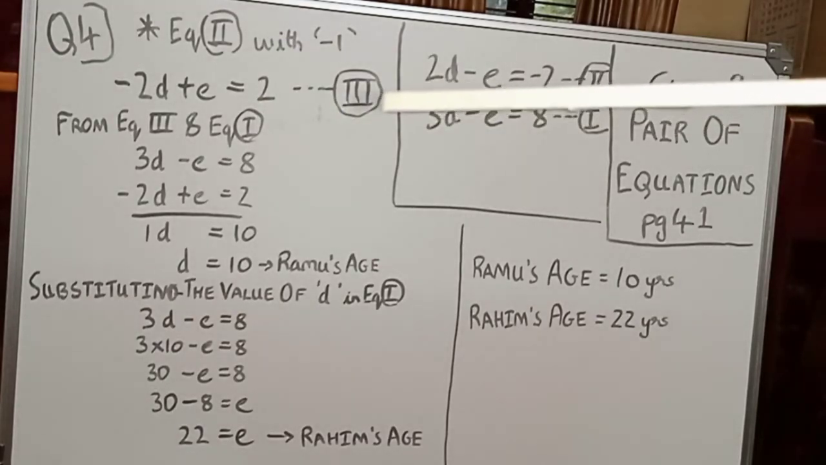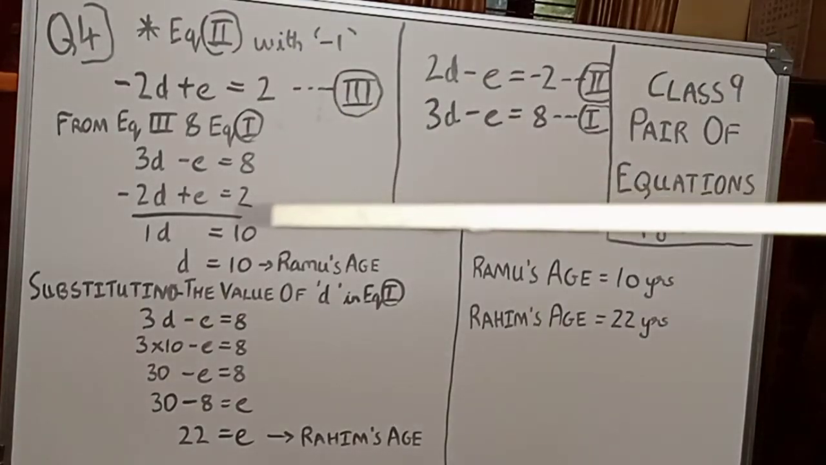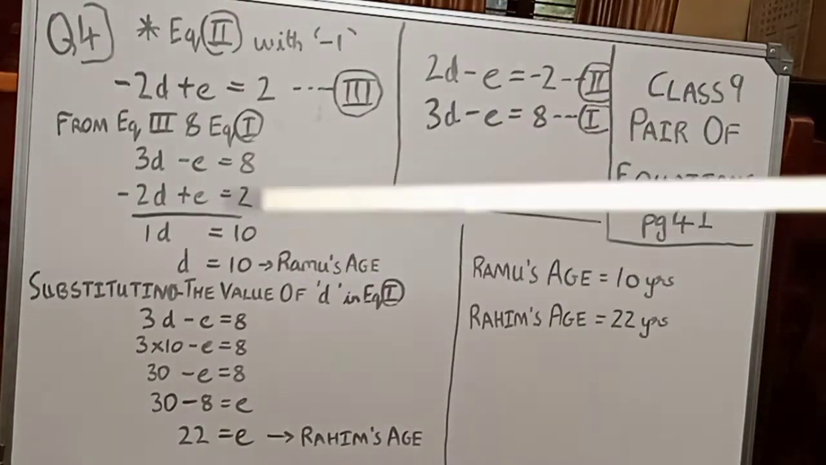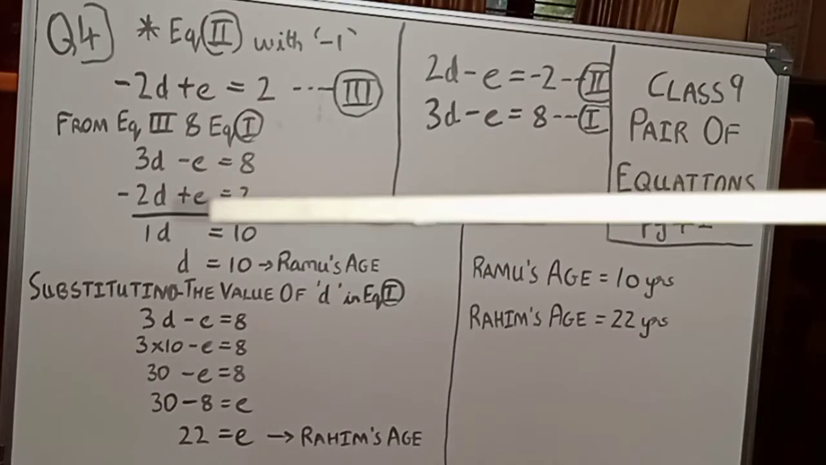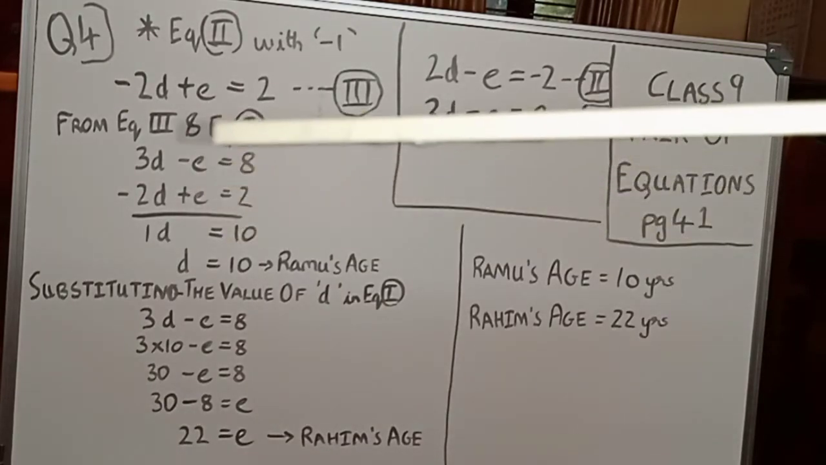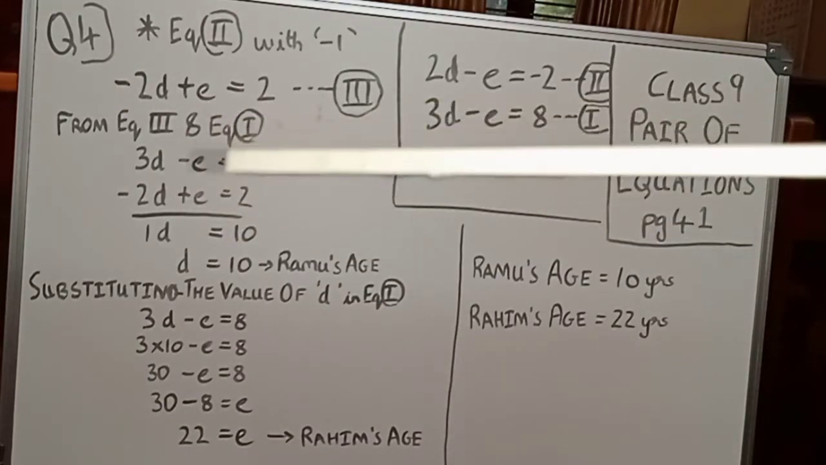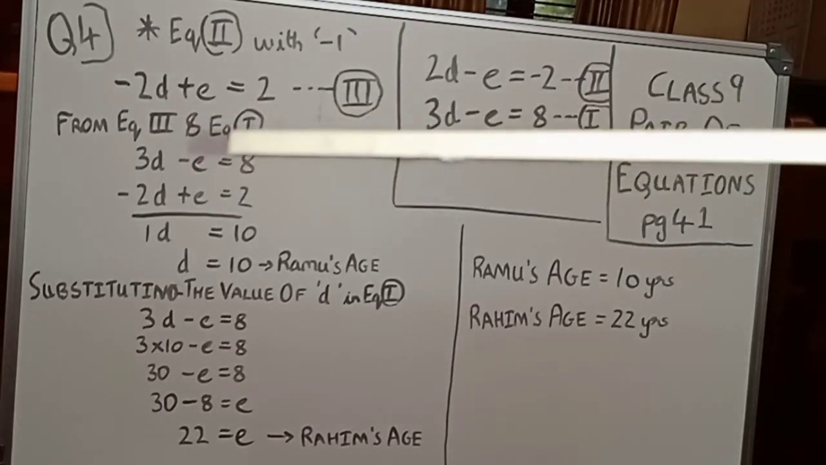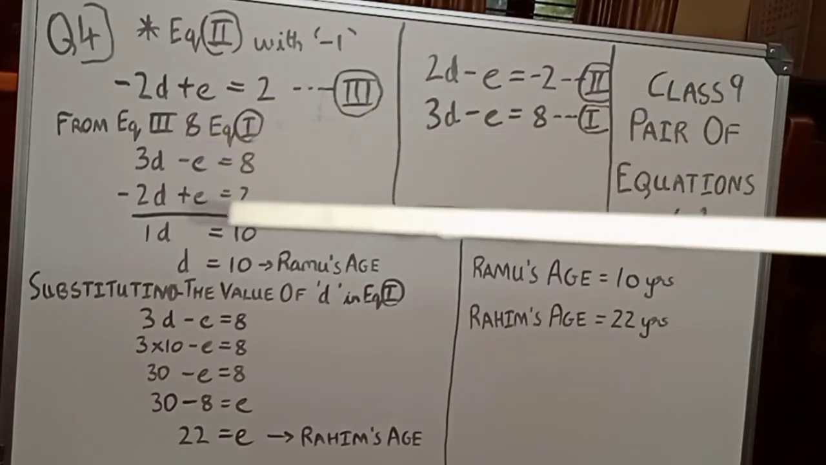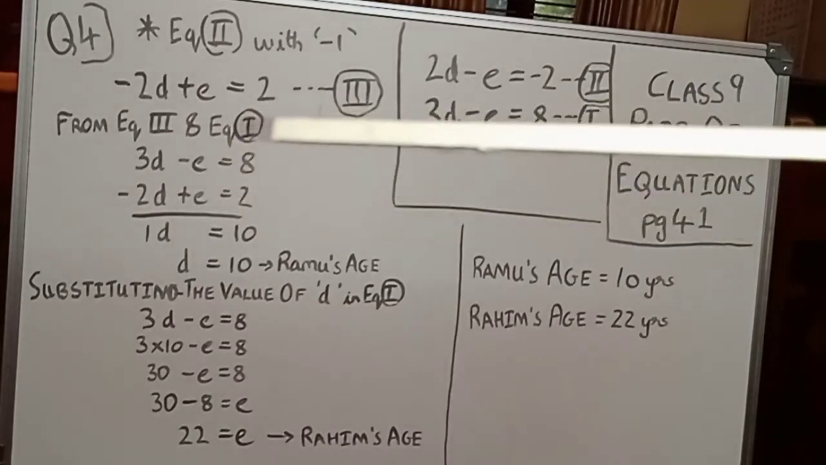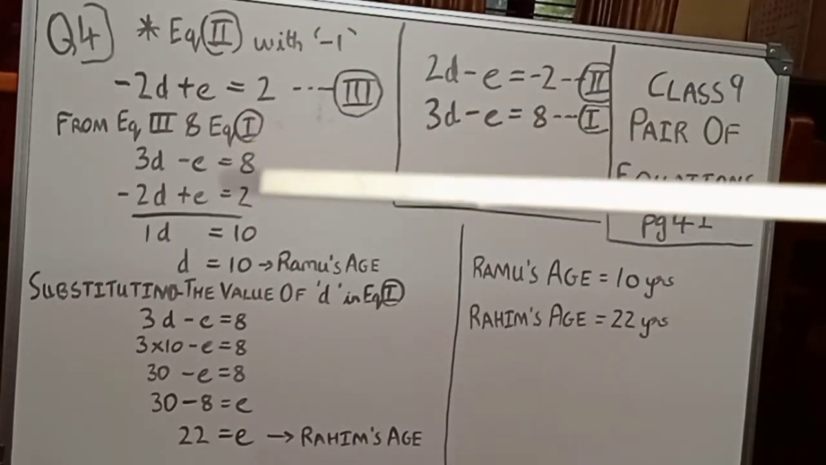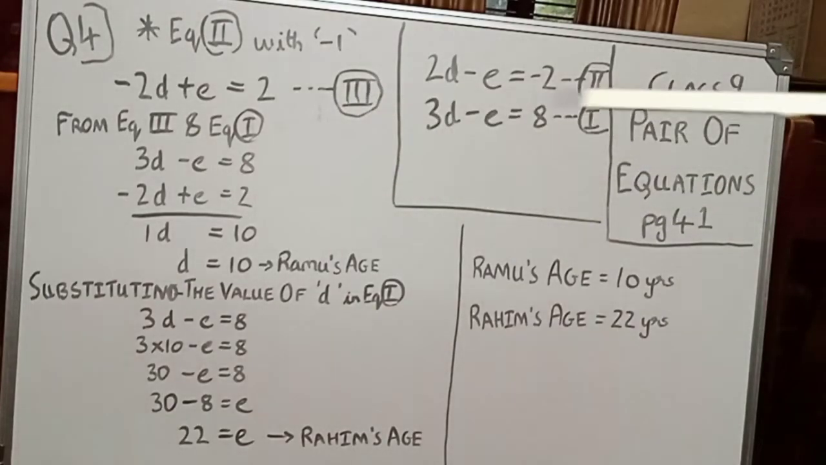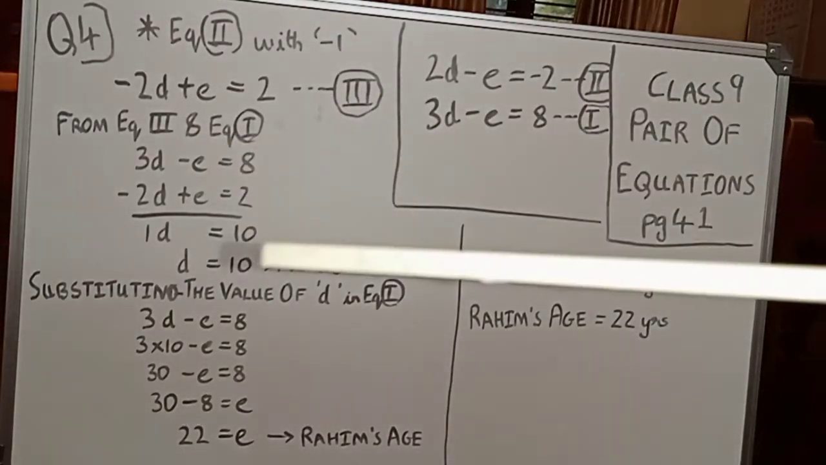This is equation number 3. If you put this equation number 3 and equation number 1, you can see carefully that this sign is reversed. So this is much simpler. This is using the elimination method, so we will be easily eliminating e. You have to write down equation 1 and equation number 3. Equation number 3 is over here, and equation number 1. You have to write it down like this.